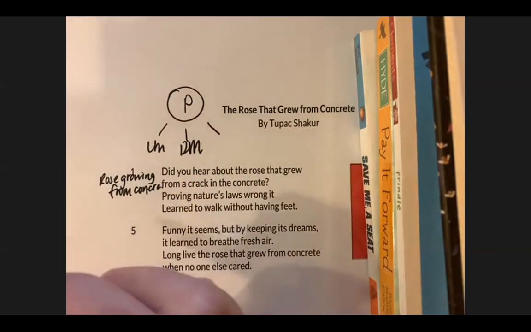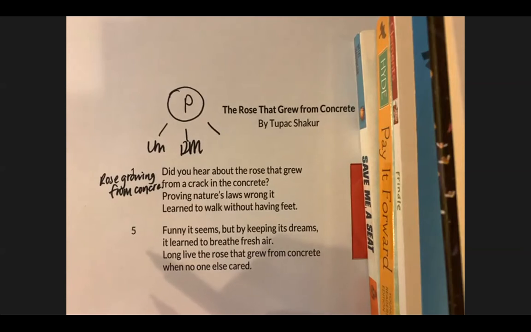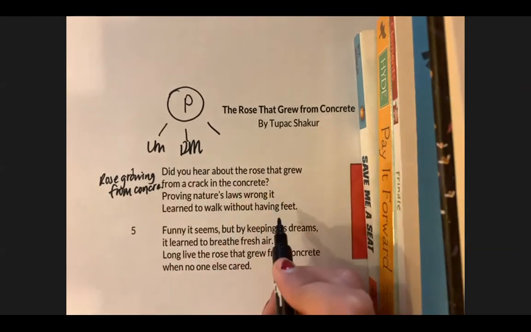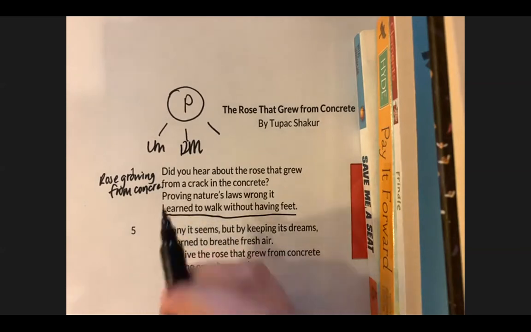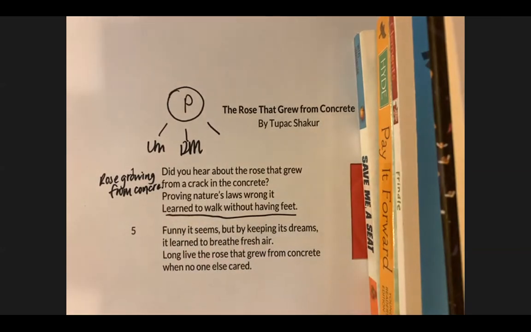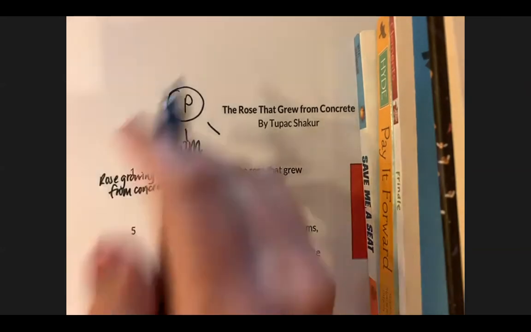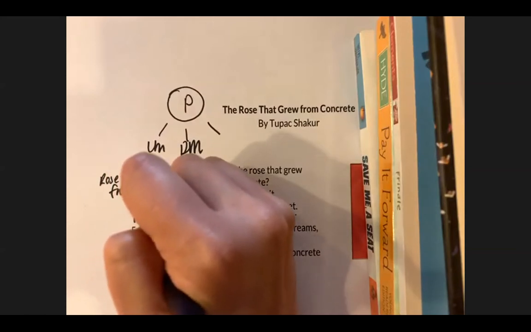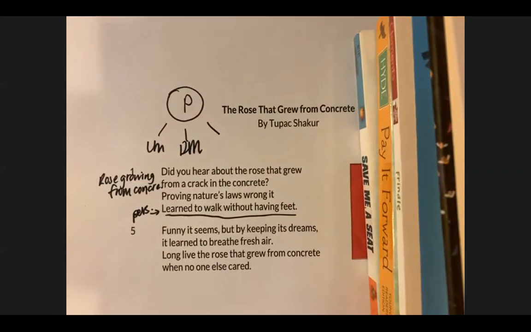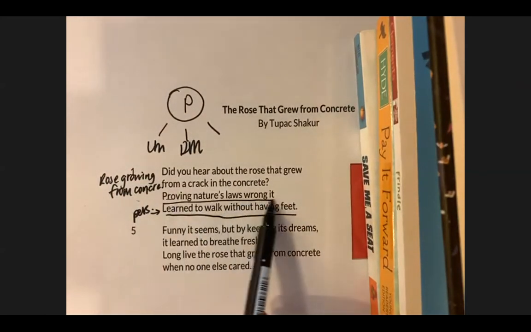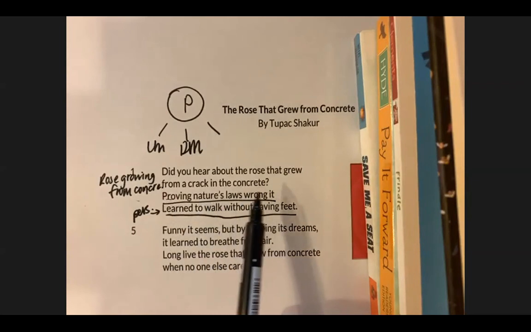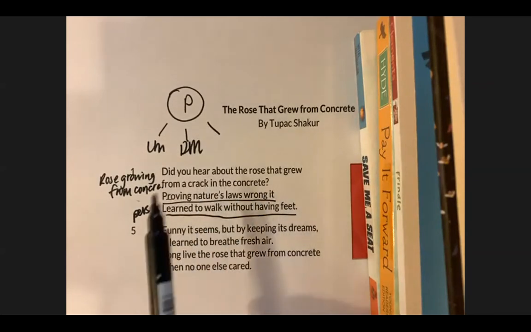What else is happening in this section? I'd like to build on Christopher's idea because the learn to walk without having feet is actually personification. Ooh, I love that you identified that. So does the rose literally have feet, and is it like walking around with no feet? No, that's absolutely it. The use of personification. It's giving human-like qualities. I want us to look at this line specifically. Proving nature's laws wrong. What does that mean? Like, what is it doing?